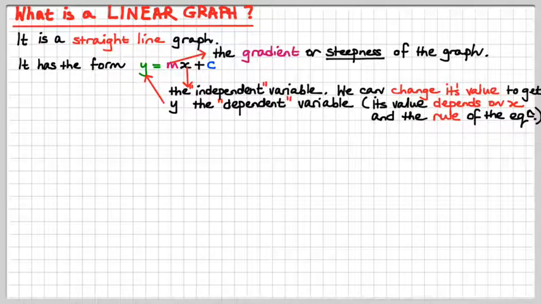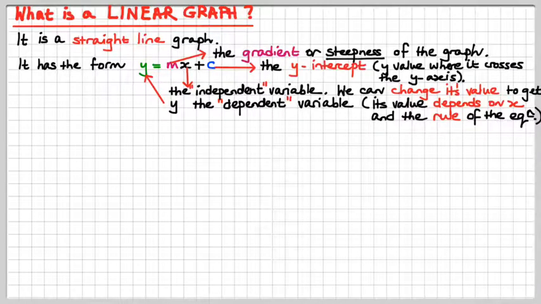This m little beastie here is the gradient or steepness of the graph. Just think of the steepness of the hill if the graph was a hill. And c, the term c, is what's known as the y-intercept. This means the y value where the graph crosses the y-axis. Now this will all become clear as we go through this stuff, but that basically is the form of a linear equation which can be turned into a linear graph.